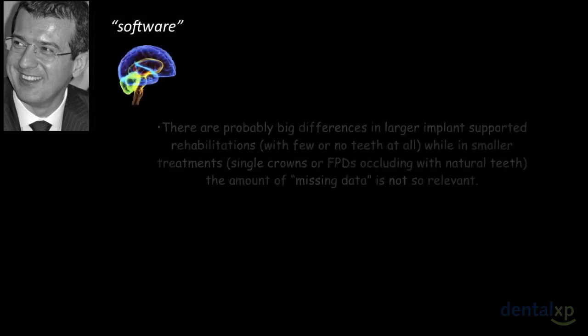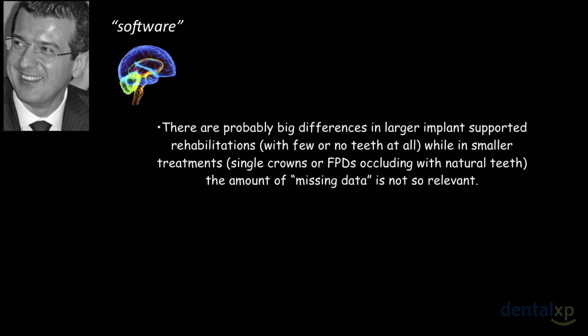So talking about software with implants, so function with implants, there are probably big differences in larger implant-supported rehabilitations compared to conventional prosthesis or to natural dentitions, while in smaller treatments, single crowns or fixed partial dentures occluding with natural teeth, the amount of missing data is probably not so relevant. Our system can manage to work with some less information, but it's working.